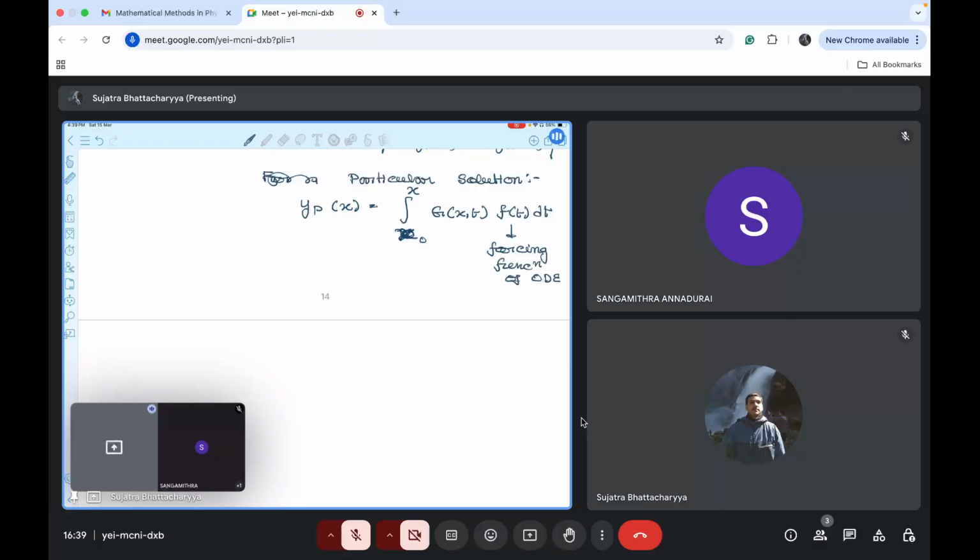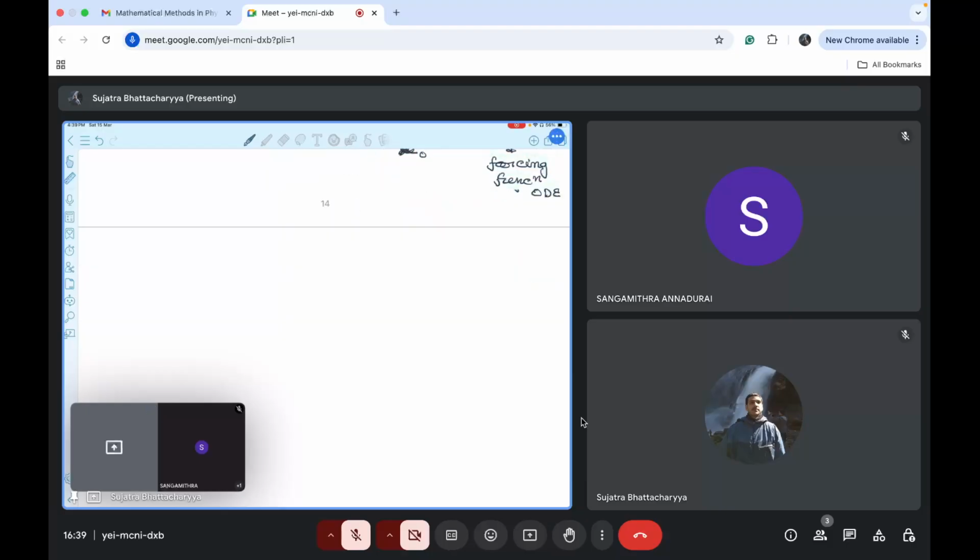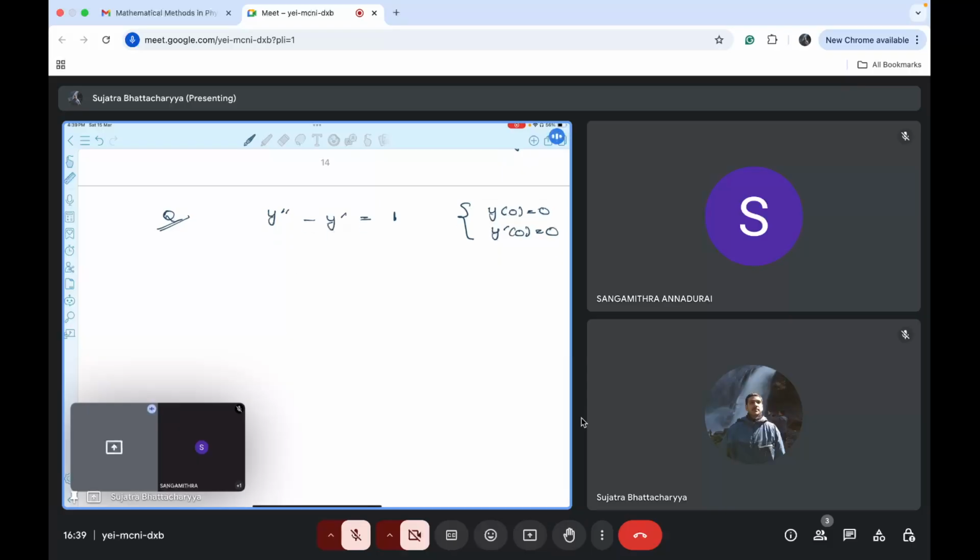Now I will explain what is actually happening, using two questions. The first question is, let us say, y double dash minus y dash is equal to 1. Remember, the initial conditions should be like this: y of 0 is equal to 0, and y dash of 0 is also equal to 0. This kind of initial condition is very important.